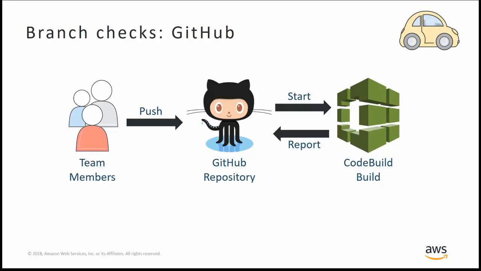So let's look at how to do this on GitHub. So a team member is going to push into a GitHub repository. CodeBuild integrates with GitHub webhooks. So the GitHub push is going to start a CodeBuild build, and CodeBuild will report the status of that build back to GitHub.